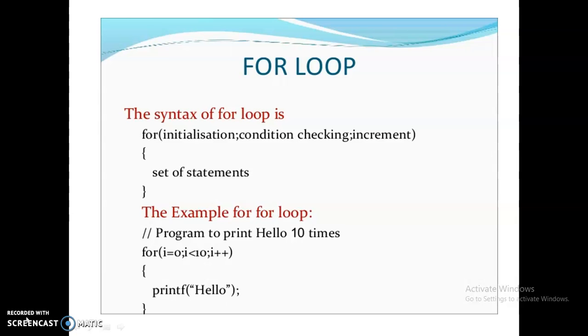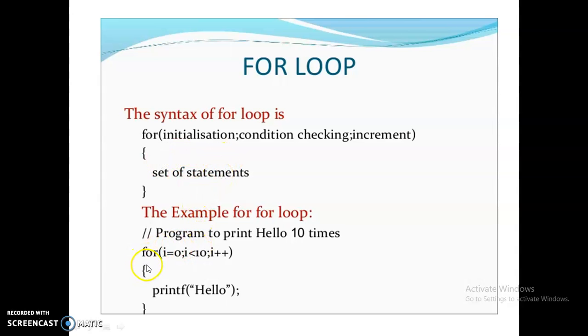The syntax of the for loop is: for is the keyword. The first part is the initialization. The second part is the condition checking, and the third one is the increment. This is the set of statements to be executed.